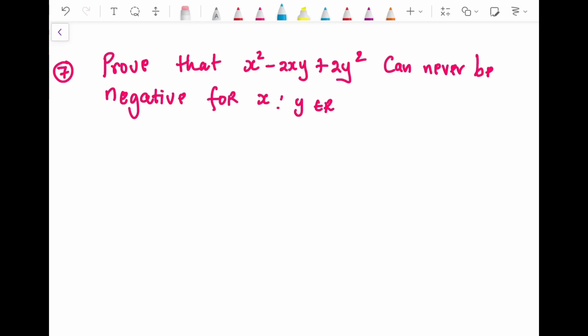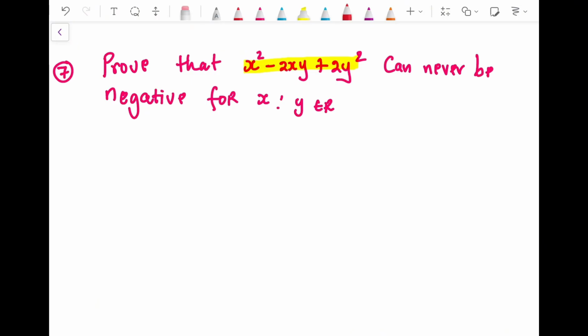Number 7, we are required to prove that this expression can never be negative for any value of x and y. So that means whatever value of x and y that you substitute in this equation, the answer is always positive. If you put +100, the answer is positive. If you put -100, the answer is positive. So any value of y or x that you put, it will always give you a positive answer.